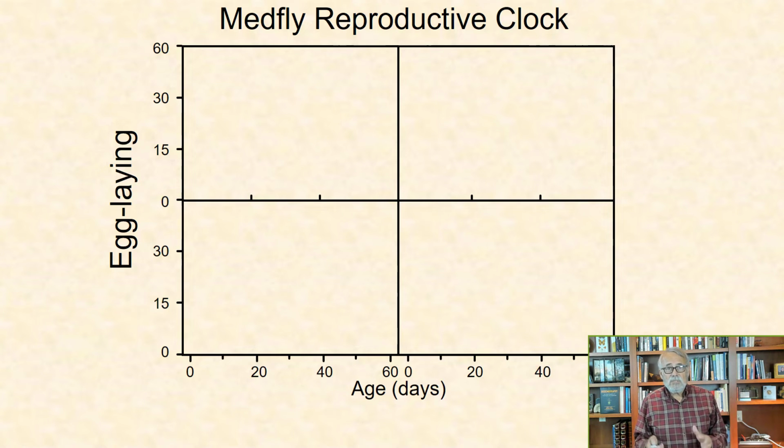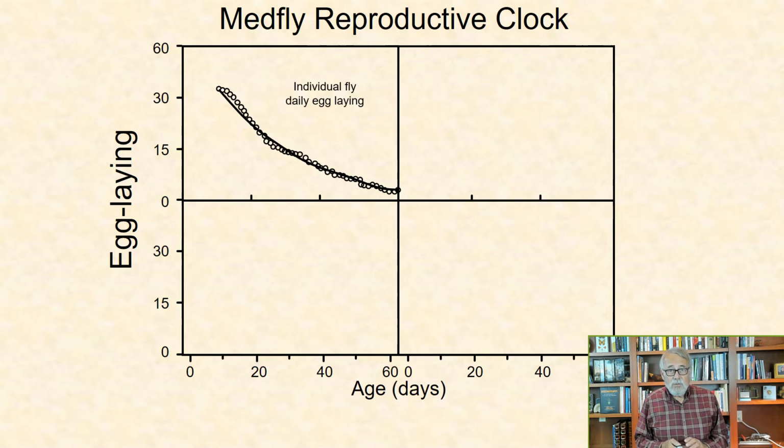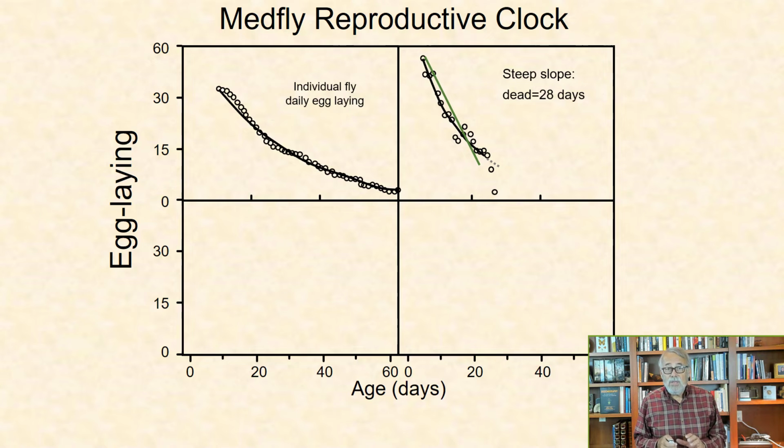Examples of the relationship of egg laying and longevity are shown for short, medium, and long-lived flies. We start with an example here that shows a typical daily egg laying pattern for an individual medfly female over her lifespan. This is a baseline. Now this next plot shows the steep slope with age of egg laying from 10 to 25 days for a single female that experienced a short lifespan, that is 28 days.